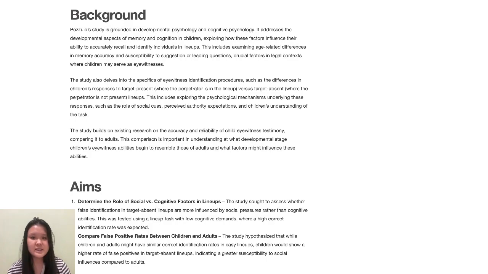So what this study does is it explores how these factors influence their ability to accurately recall and identify individuals in lineups. Okay, I think you did mention this, right? So what does this include? It includes examining age-related differences in memory accuracy. Do you understand what that means?